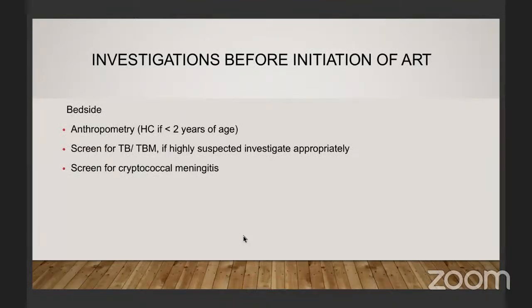So the investigations that we do before we initiate antiretroviral therapy. We'd have our bedside investigations, which would be anthropometry. Head circumference would be important in children less than 2 years of age, just to also see how they're growing and to determine their growth and if they're growing well. It would be important to screen for TB and TB meningitis. And then if there are suspicions or if there's clinical indications for us to investigate, then we'll do so accordingly. Also screening for cryptococcal meningitis.